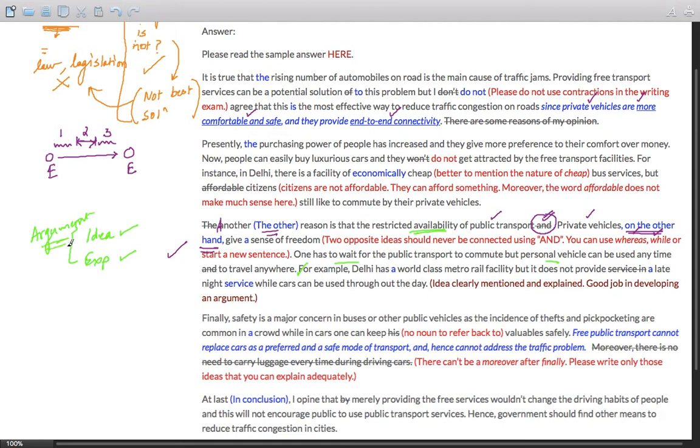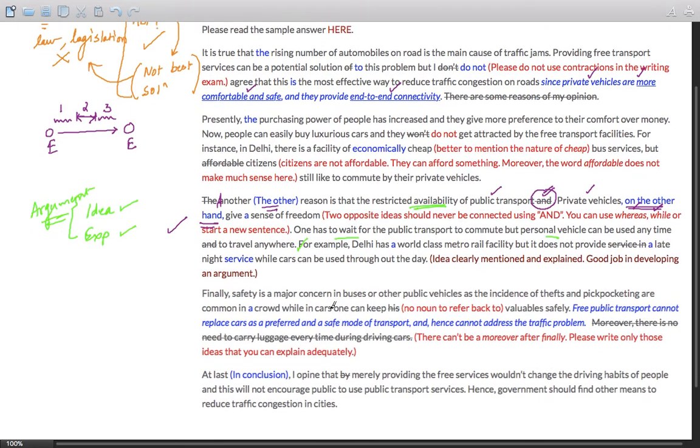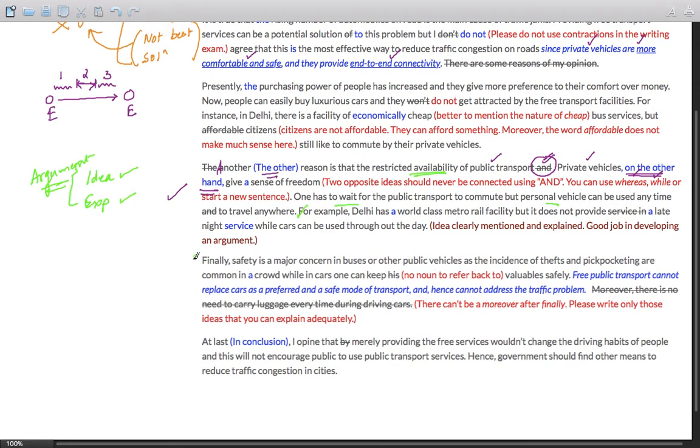Though there are some mistakes and this may cost some marks, however, this essay will score really good on development of arguments, which is a primary requirement of any English language communication. Similarly, over here, the problem begins with lack of explanation, and the student here tries to add another element, breaking this principle. The principle is very well implemented over here, but here the student talks about, moreover, there is no need to carry luggage every time during driving cars. So some sentence structuring issues. However, the idea is taken up, not well explained. Okay.